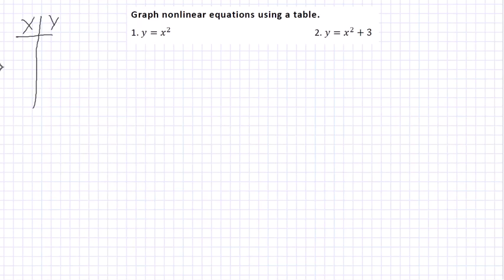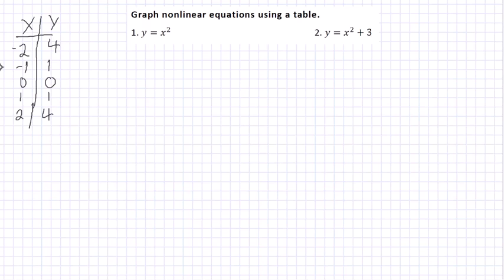When building quadratics, I recommend always using -2, -1, 0, 1, 2, especially if it's just an x squared plus or minus something. These are the best numbers to use. So if you plug in -2, -2 times -2 is +4. -1 times -1 is 1. 0 squared is 0. 1 squared is 1. And 2 squared is 4.